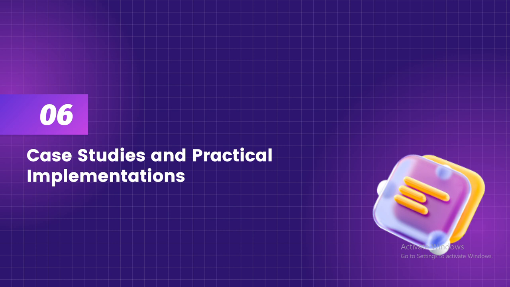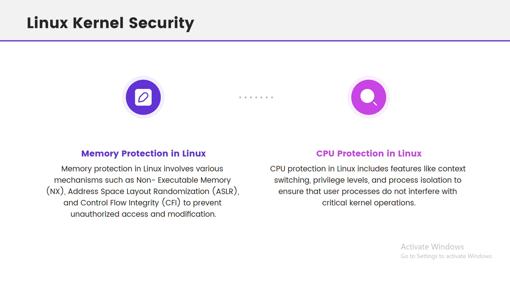Sixth topic is case studies and practical implementation. Now we talk about real-world implementation. Linux kernel security. Memory protection in Linux. Memory protection in Linux involves various mechanisms such as non-executable memory, address space layout randomization, and control flow integrity, also known as CFI, to prevent unauthorized access and modification.